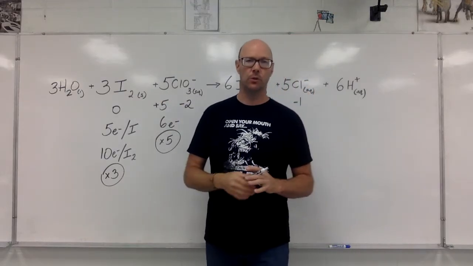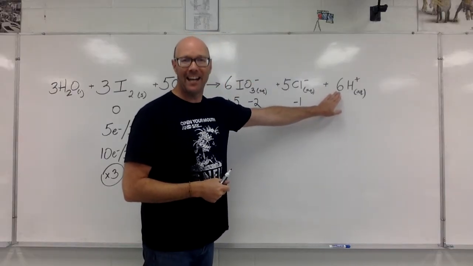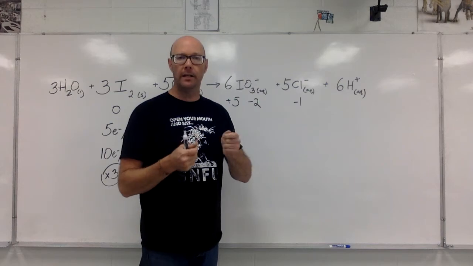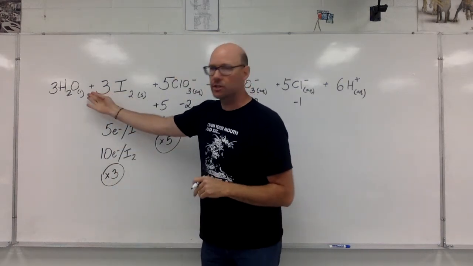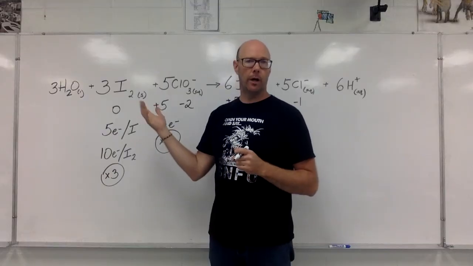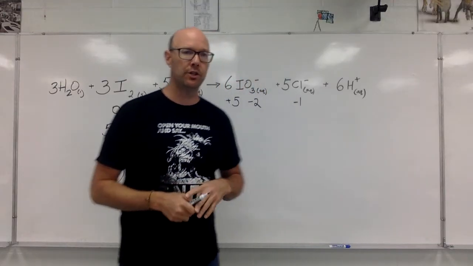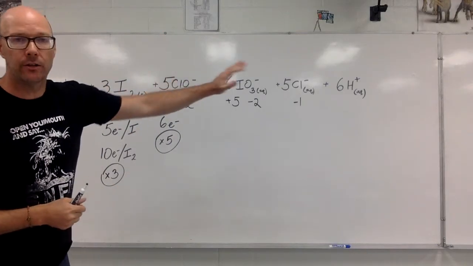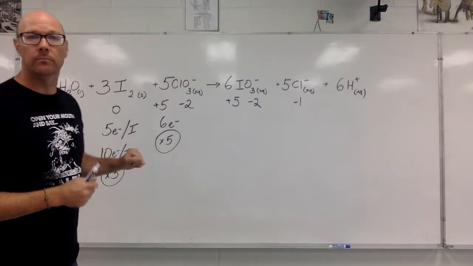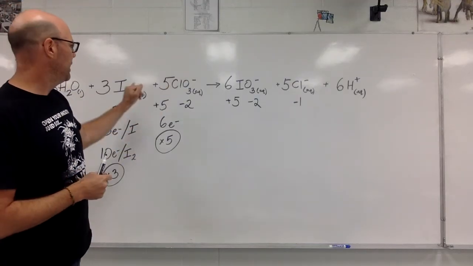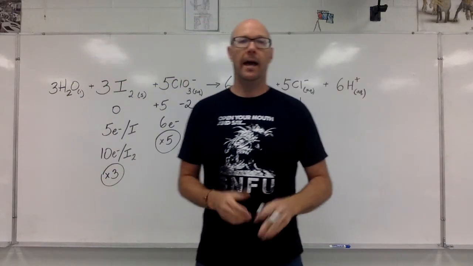If we need to, we're going to balance the hydrogens by adding hydrogen ions, put them where needed. They could go on either side, put them where you need them. To balance the oxygens, we're going to bring in liquid water and put it where you need it. In the end, we have a balanced equation with 6 hydrogens on either side, 18 oxygens on either side, 6 iodines, and 5 chlorines. And I hope that helps.